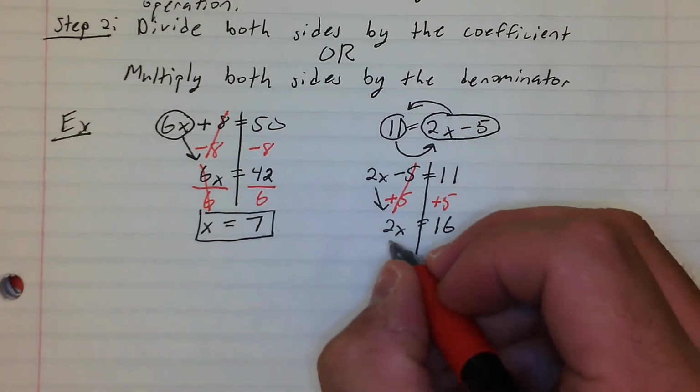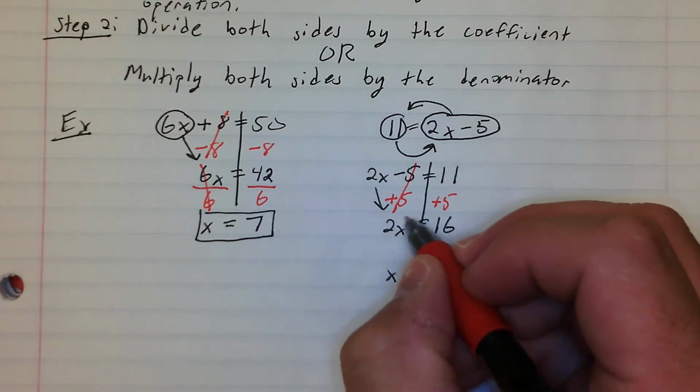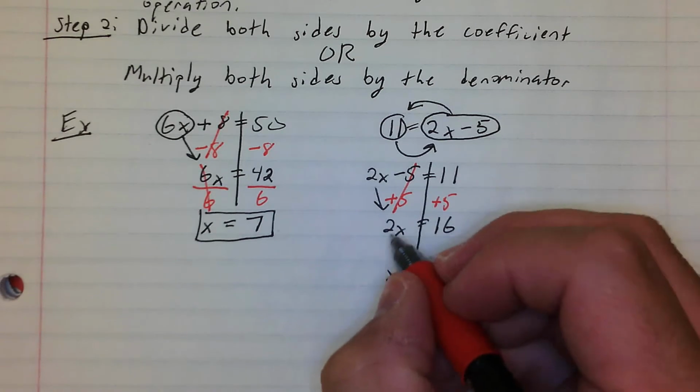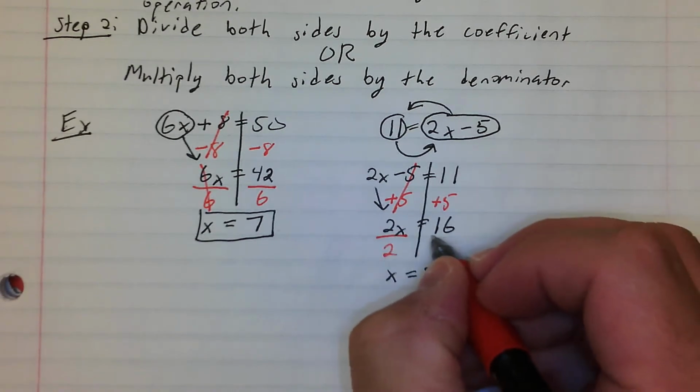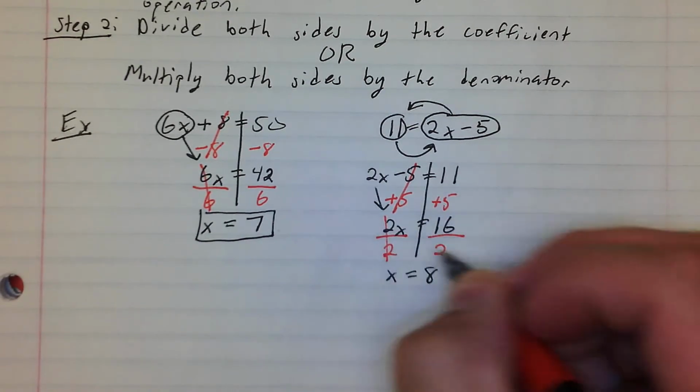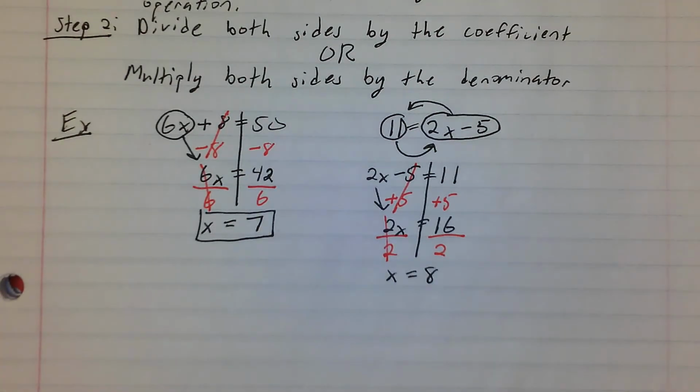Now the actual math behind it, what you would do is we're going to do the opposite of multiplication, and we would divide by the coefficient. And then guess what 16 divided by 2 is? 8.